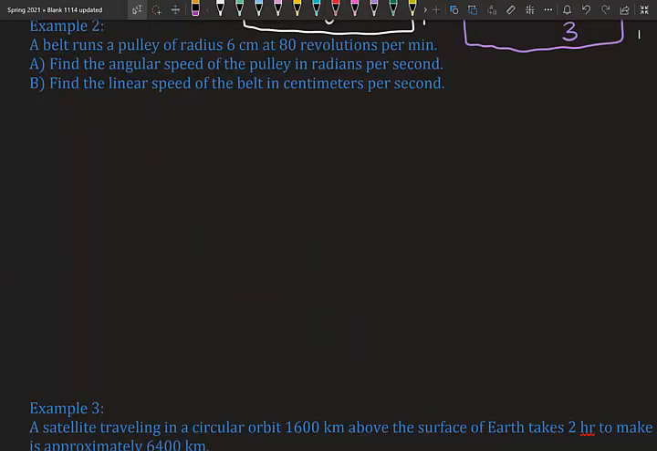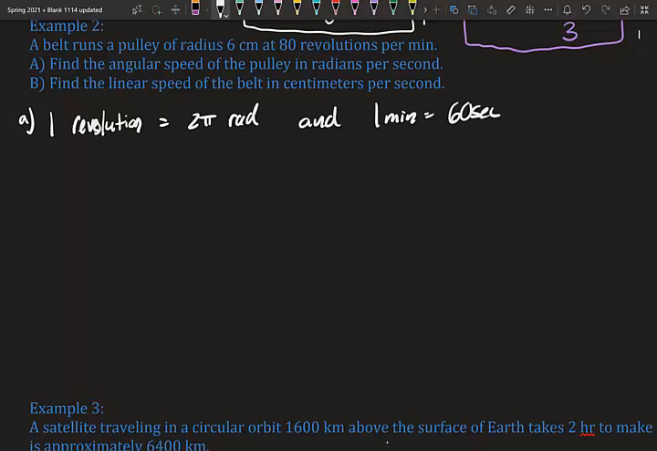A belt runs a pulley of radius 6 centimeters at 80 revolutions per minute. Find the angular speed of the pulley in radians per second. Alrighty, part A. So 1 revolution is 2 pi radians. We know that. It's 360 degrees, which is 2 pi radians. And 1 minute equals 60 seconds. We know that. Why are we talking about this? Because we're talking about revolutions and minutes here, and we need to switch it to seconds. That's why we're talking about that.